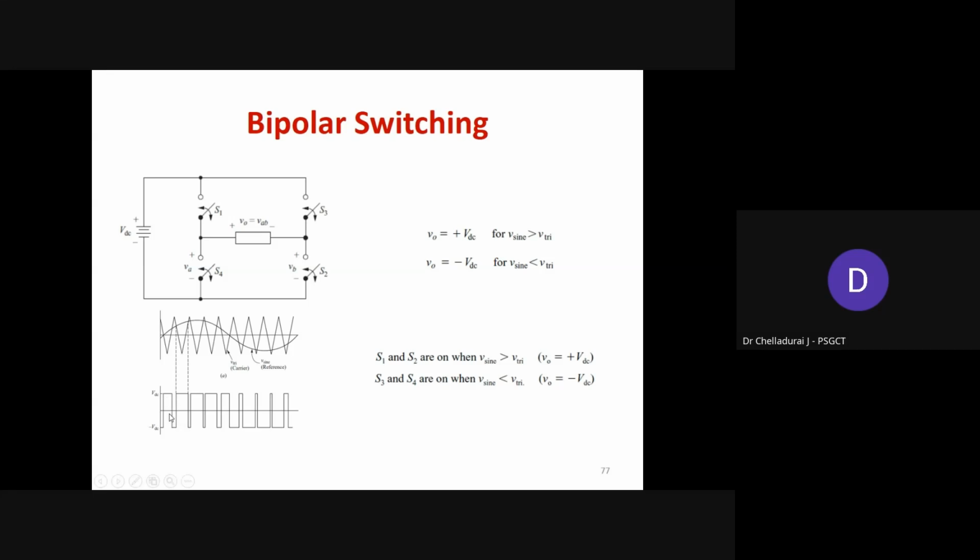And the output voltage's overall switching frequency is similar to that of the carrier frequency. For example, if the carrier frequency is 1 kilohertz, the switching frequency, or normalized frequency, of the output voltage is 1 kilohertz.